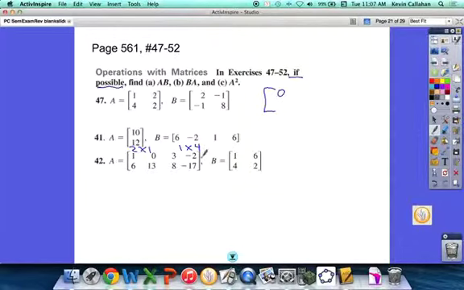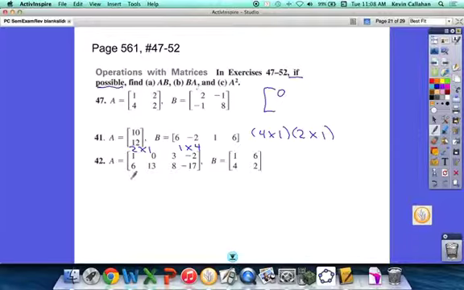What if I switch the order? What if I did a 4 by 1 times a 2 by 1? Then you wouldn't be able to do it, which tells you what about AB and BA? They're not necessarily the same, right? Because sometimes you can do the multiplication in one order, but you can't do it in the other. So AB does not necessarily equal BA, which means the commutative property does not hold for matrix multiplication.